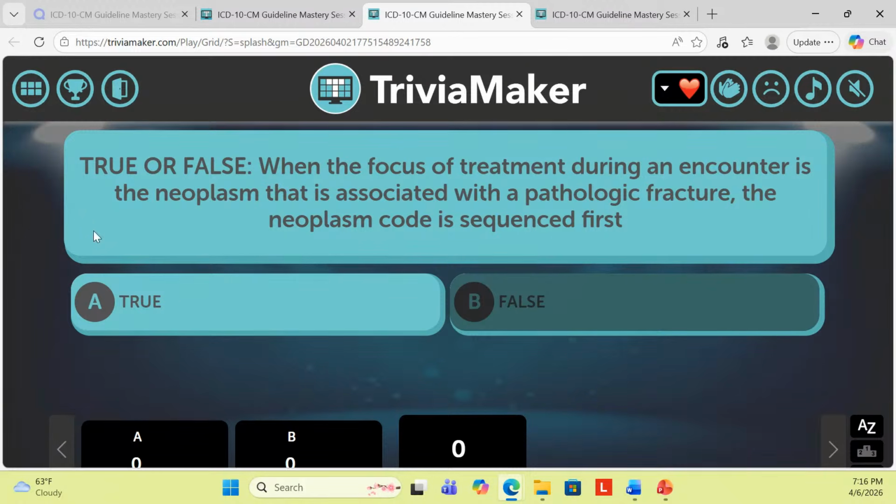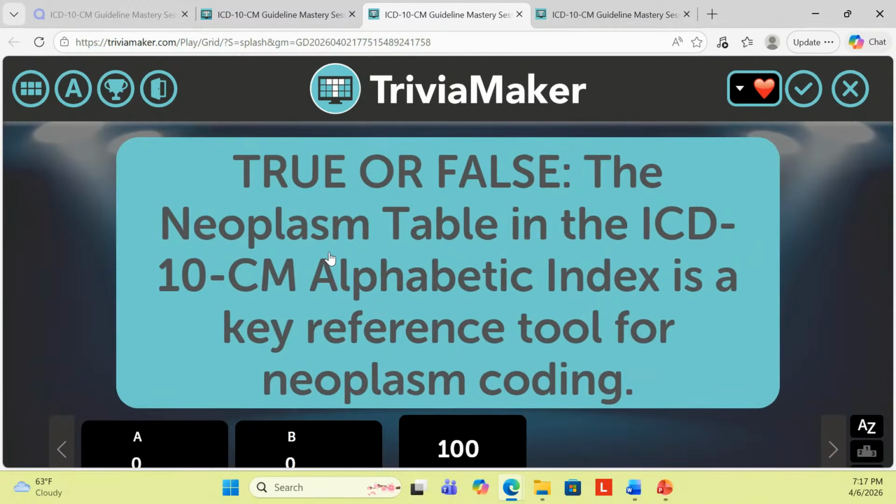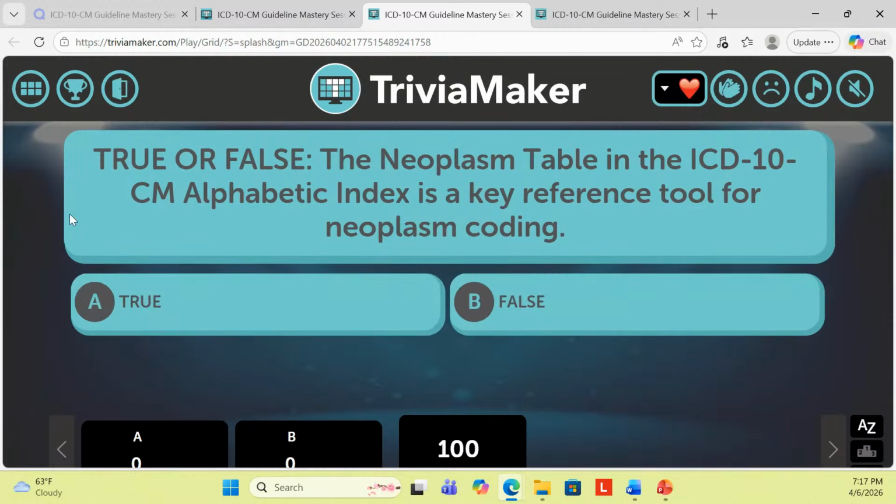So hopefully we had some aha moments. And again, I will reference the exact guideline that I used for this one so you guys can get some review in. Let's go back to a 100. All right, this is a pretty easy one.